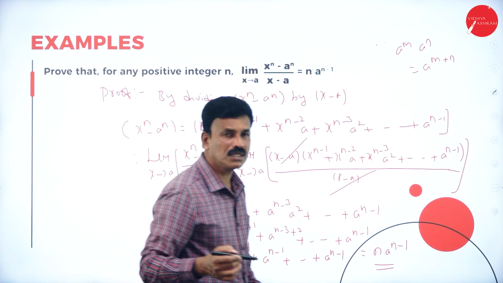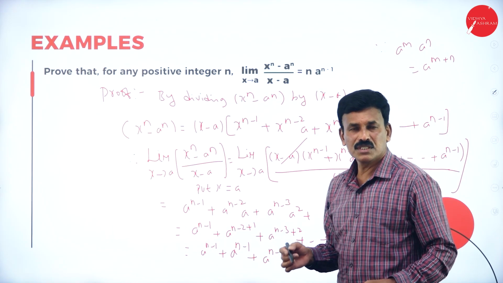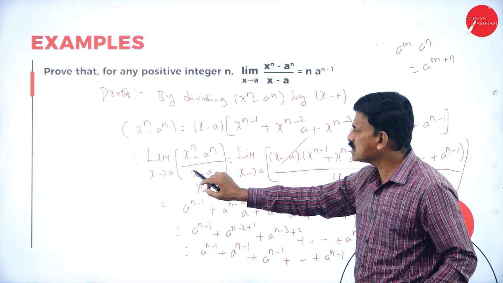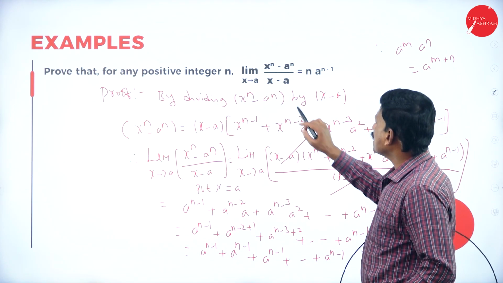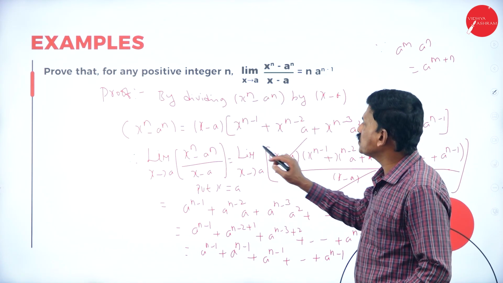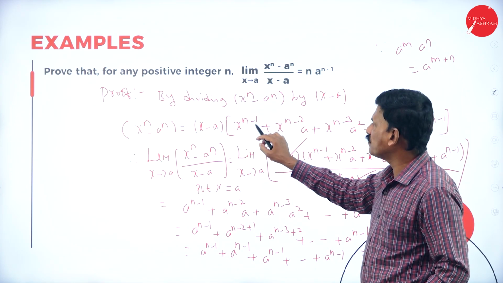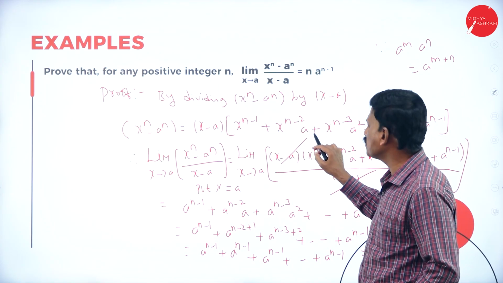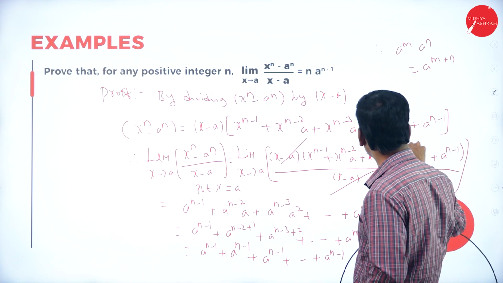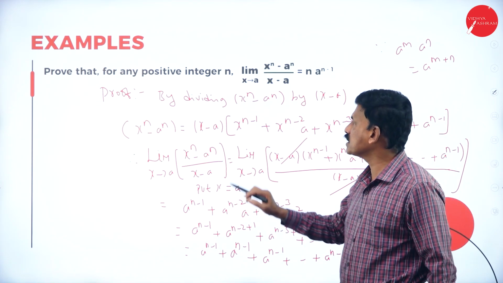That's it. Very simple and very important for 7 or 5 marks. Just by dividing x raised to n minus a raised to n by x minus a, we are going to get x minus a into x to the power of n minus 1 plus x to the power of n minus 2 into a plus x to the power of n minus 3 into a square, etc., a to the power of n minus 1.